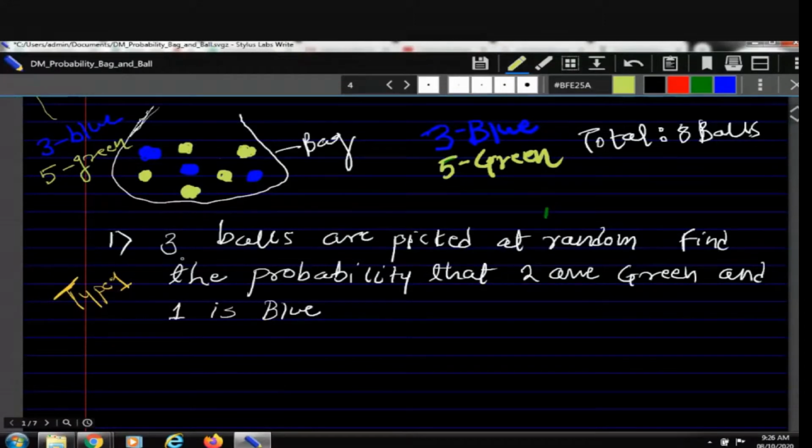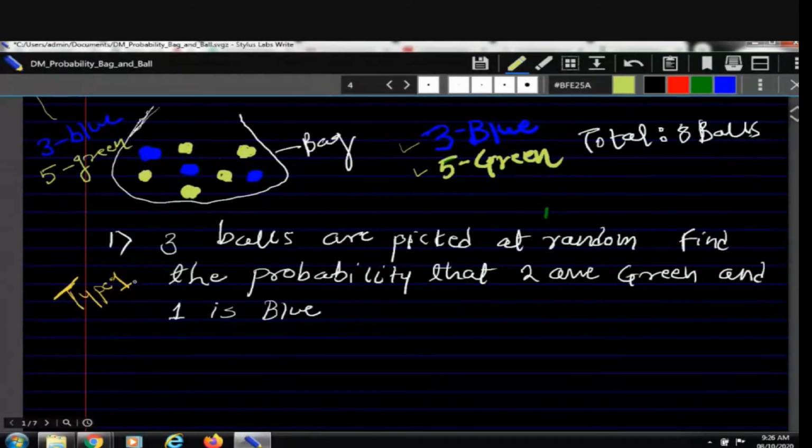This kind of problem you will get many times in your aptitude examinations, your GATE examination, and your theory examination as well. So let us start with the bag and ball problem. In this problem, the bag contains three blue balls and five green balls, so in total there are eight balls, and the experiment is you are drawing the balls from the bag.